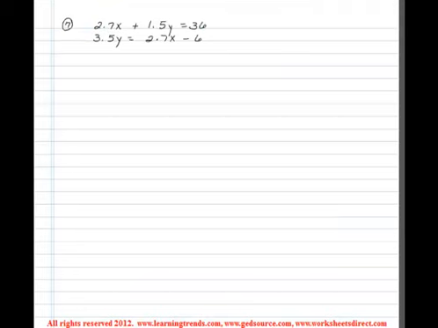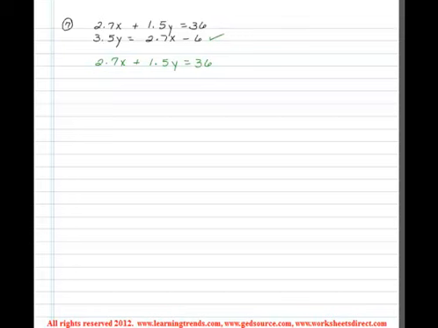Let's take a look at problem number 7 from the worksheet titled Solving Linear Equations Through Elimination Method. And again, when we take a look at our two equations, we see that in our second equation, we need to rewrite that so that it lines up with our first equation. So let's go ahead and duplicate our first equation, which is 2.7x plus 1.5y equals 36.